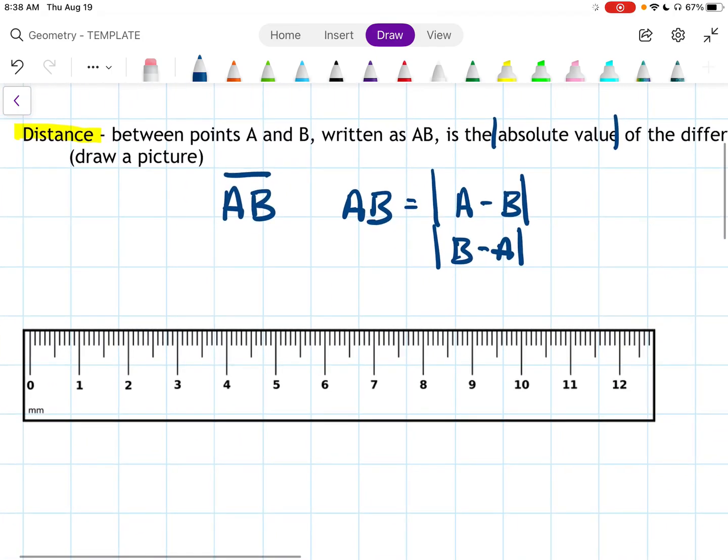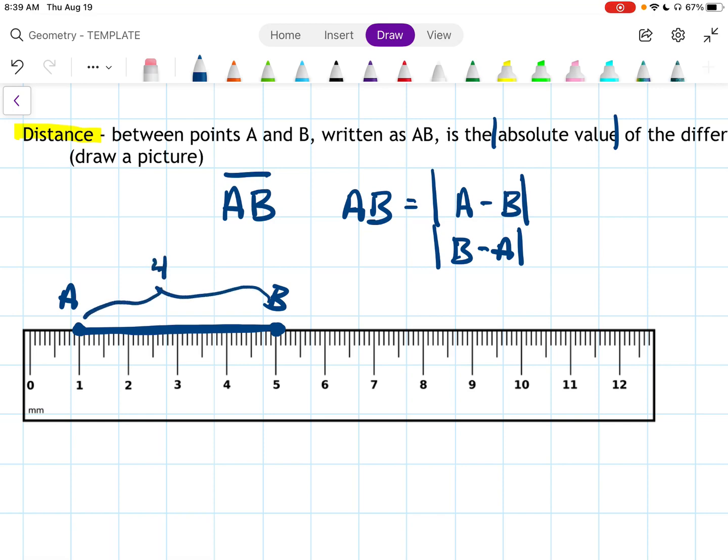So on your paper, just draw a little ruler. We only need the actual integers here, so draw the 0, 1, 2, 3, 4, 5. And I'm going to put a point on the 1, and I'm going to put a point on the 5. This will be A, this will be B. Okay. Pretty easily right here, we can see that A is at 1, and B is at 5. Hopefully we can see pretty quickly that this piece actually is 4 units long.